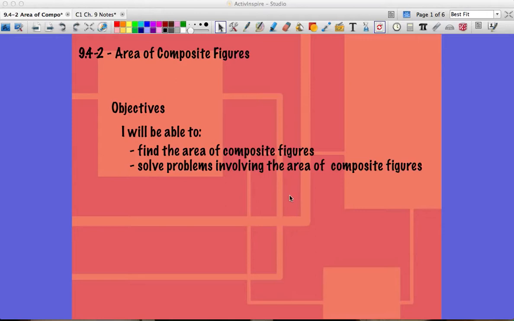Welcome to Lesson 9.4, Part 2, Area of Composite Figures. Today we're going to talk about finding the area of composite figures and solve problems involving the area of composite figures.